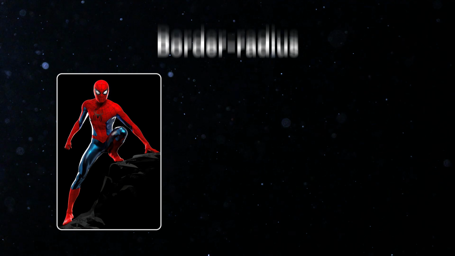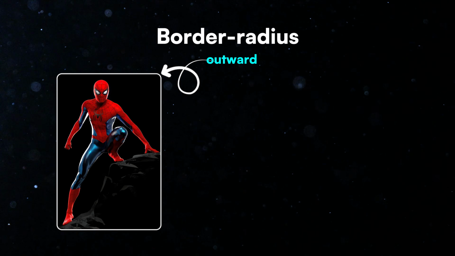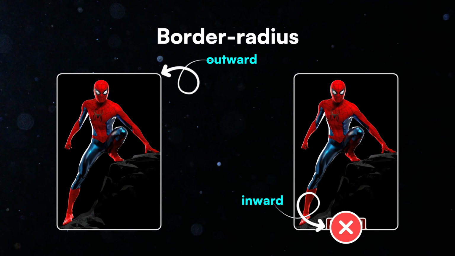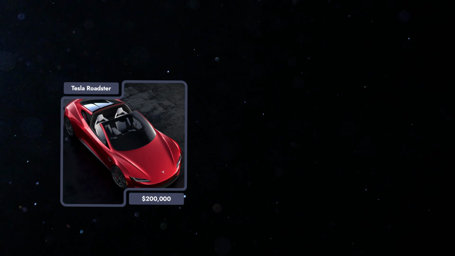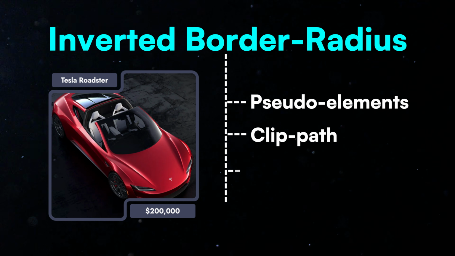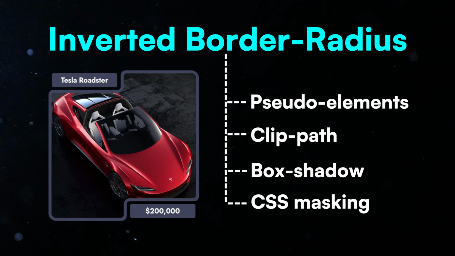Normally, when we use border radius, it makes the corners curve outward. But what if we want them to curve inward? CSS doesn't have a direct property for this, but we can achieve it in multiple ways, using pseudo-elements, clip path, box shadow, and even CSS masking.